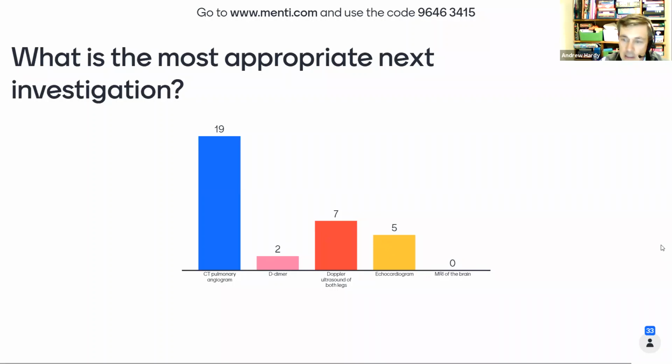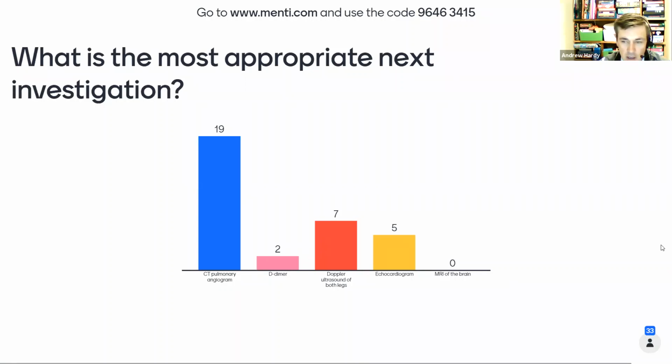The RCOG guideline essentially hedges its bets. They say that there isn't a problem doing CTPA, but the preferred investigation should be based on local availability. And actually, for most people, it's easier to get a CTPA than a VQ or a perfusion scan.